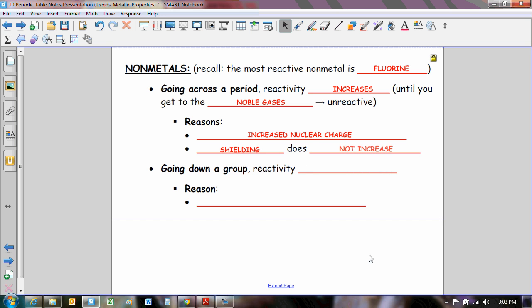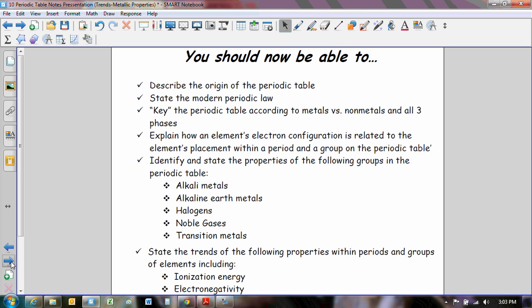So as you go down a group, reactivity actually decreases for the nonmetals. And the reason is that the electron shielding is increased. There's more shells running interference inside. Therefore, the outside electrons and the nucleus don't feel each other so well.